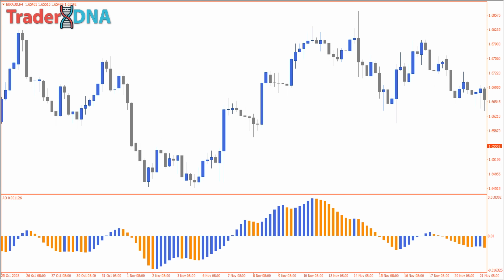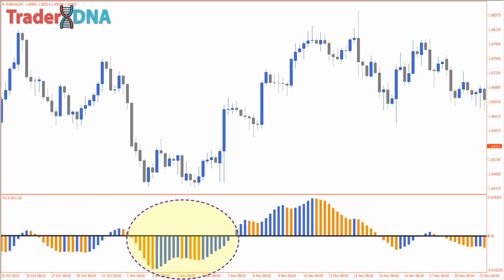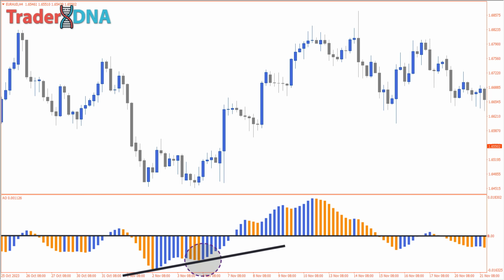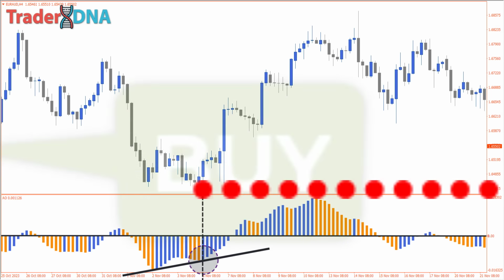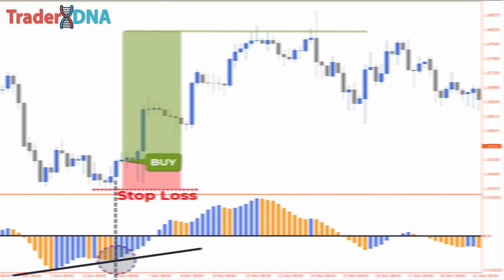Bullish Twin Peaks. First, the Awesome Oscillator is below zero. Second, there are two swing lows of the Awesome Oscillator, and the second low is higher than the first. Third, the histogram after the second low is blue. Bearish Twin Peaks.